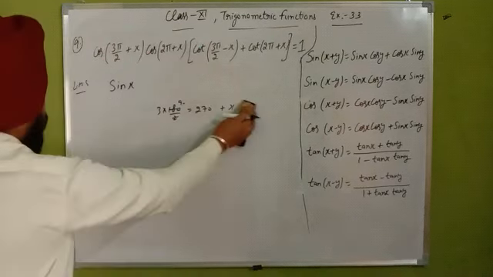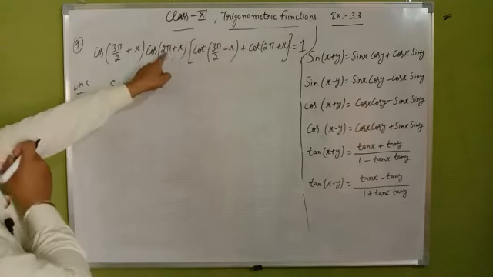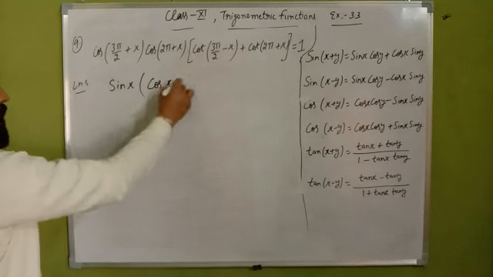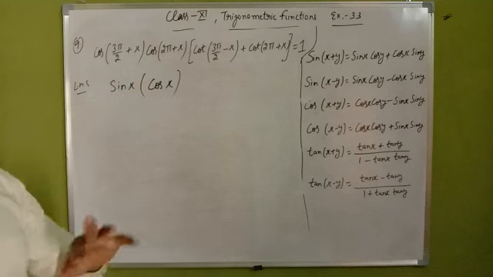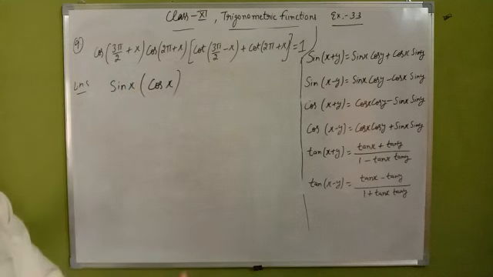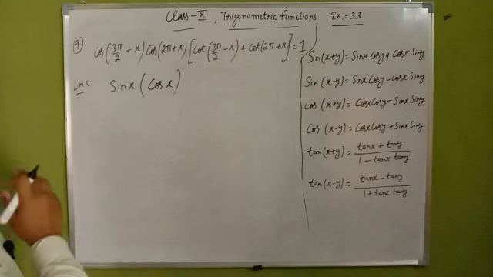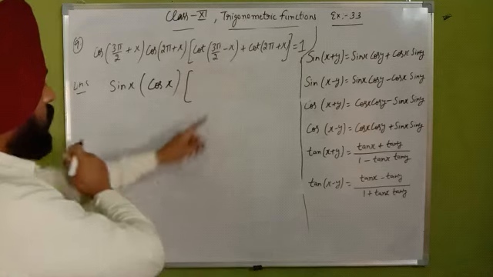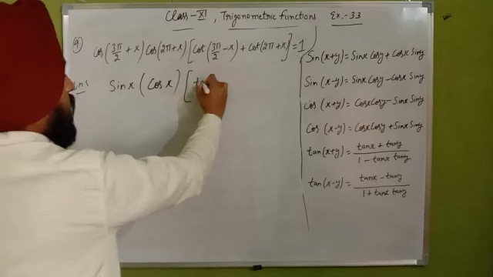Clear? Now for the next, cos 2 pi plus x. It is a multiple of pi, so cos will remain cos, cos x. Now we have to focus on the quadrant. 2 pi plus x. 2 pi means 360 degree. 360 plus x means again the first quadrant, where cos is always positive. So in the next one, cot 3 pi by 2. Now it is a multiple of pi by 2, that means cot will turn to tan x.